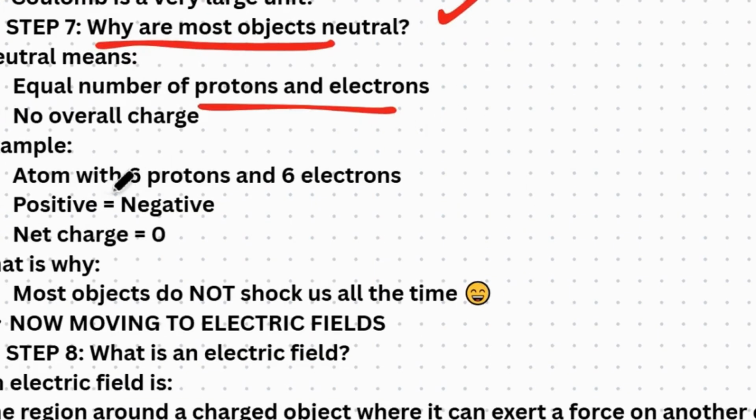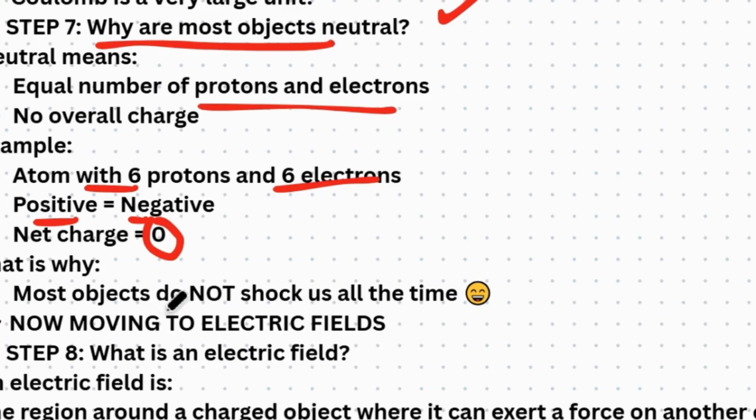So let's take the example of an atom. That atom with 6 protons and 6 electrons. It means positive is equal to negative. It means the total net charge will be equal to 0. When there is no movement, there are equal numbers of protons and electrons. On one side is positive, on the other side is negative, and the net charge will be equal to 0. There will be no charge.